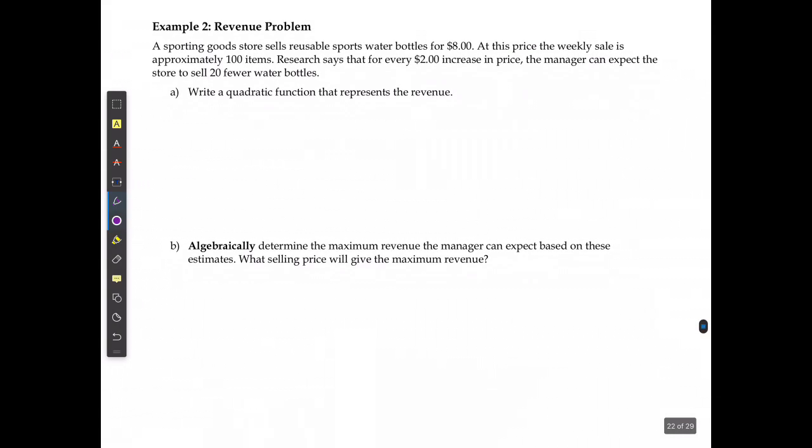If I'm using completing the square to solve word problems, then I'm going to create my quadratic function, and then I am going to convert it into its vertex form to solve for whatever values I'm trying to find. So for the first example, a sporting goods store sells reusable sports water bottles for $8. At this price, the weekly sale is going to be $100.